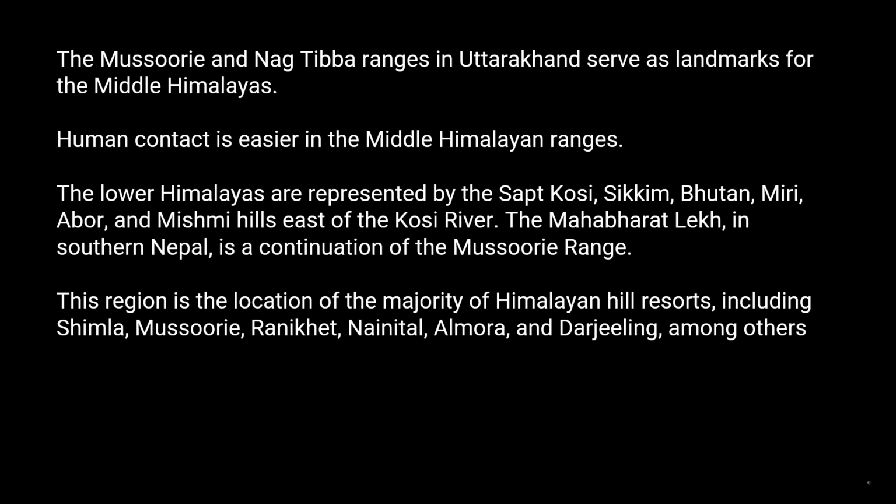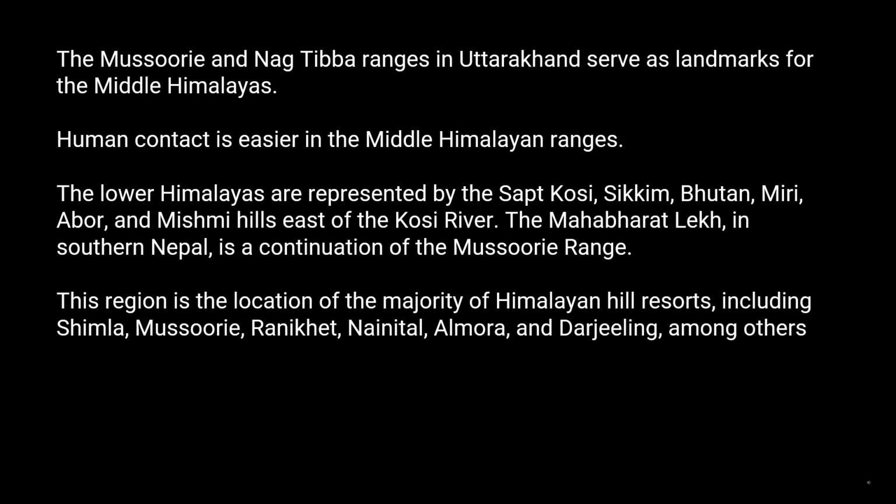The Lower Himalayas are represented by the Sapt Kosi, Sikkim, Bhutan, Miri, Abor, and Mishmi hills east of the Kosi River. The Mahabharat Lekh, in southern Nepal, is a continuation of the Mussoorie Range. This region is the location of the majority of Himalayan hill resorts, including Shimla, Mussoorie, Ranikhet, Nainital, Almora, and Darjeeling, among others.